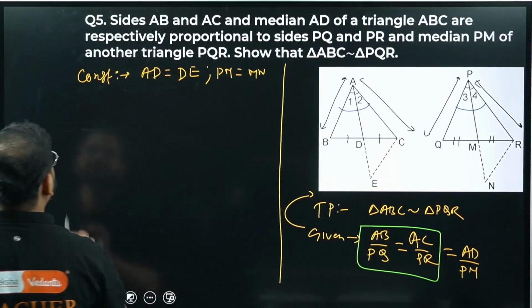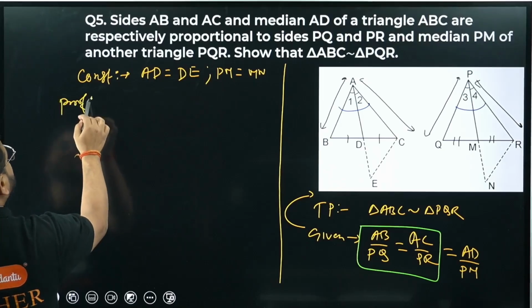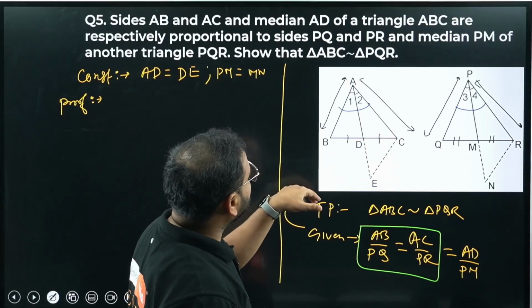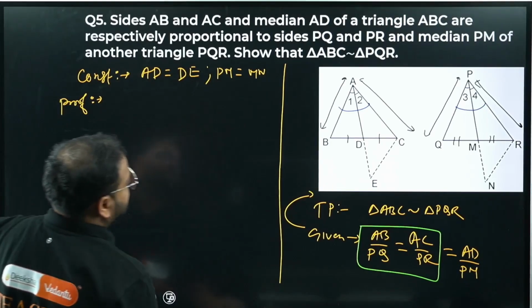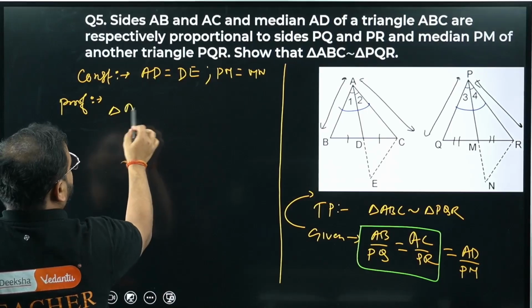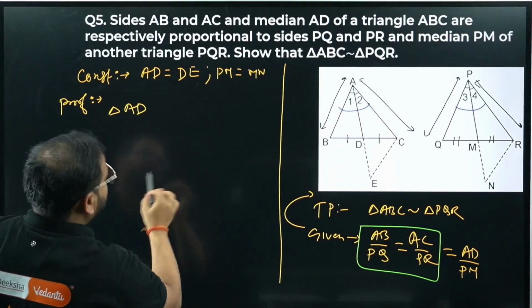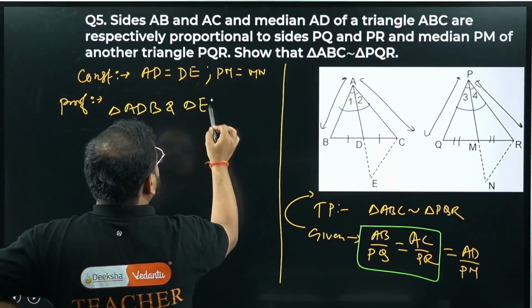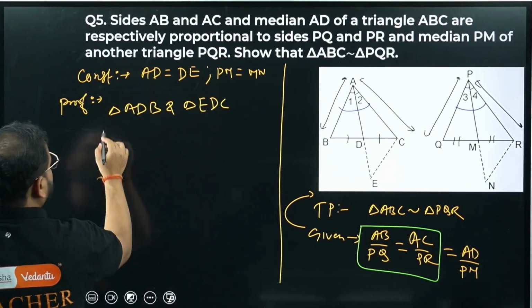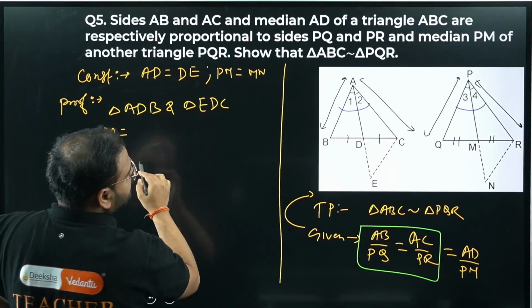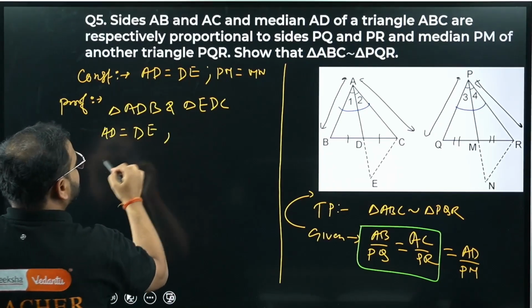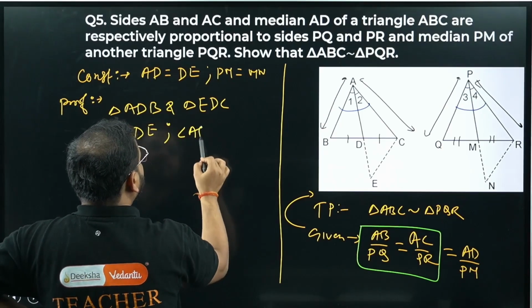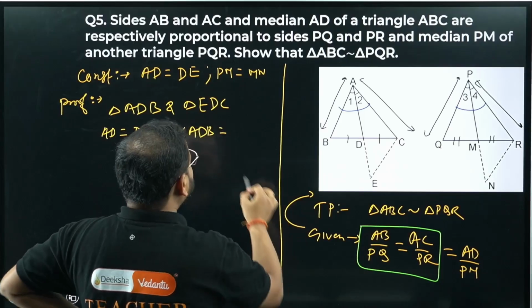Now, how will you prove this? Proof part, have a look. Just the last part, the proof part. Let's take triangle ADB and triangle EDC. Check here. What do I have? First thing, AD equals DE. Second thing, angle ADB equals angle EDC.